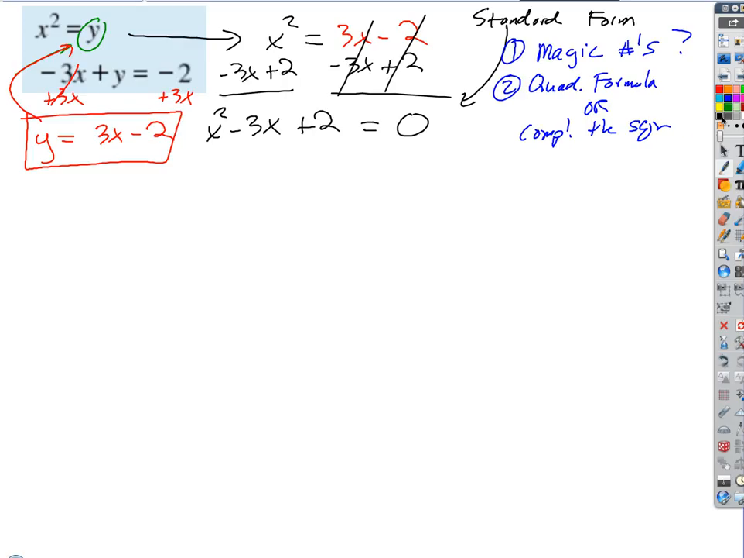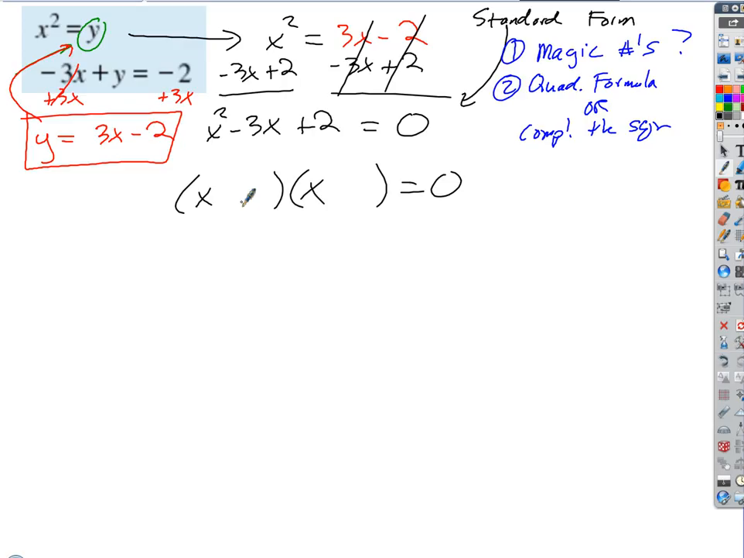So let's focus on this equation then. Does it factor? Can I break this apart? We're going to try the magic numbers route first. Can I break that apart into factors? What would the magic numbers have to multiply to for that to happen? These two numbers here would have to multiply to what?